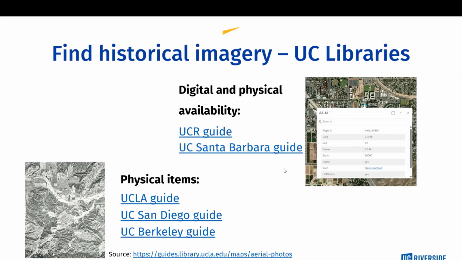Santa Barbara has an amazing collection. They're much, much bigger and they have just a ton of resources. So they are definitely a place to check out if you need to go, especially beyond our two-county area. And then for physical items, all of these campuses, UCLA, San Diego, and Berkeley, also Santa Cruz, I think, has some physical aerial photography that you hold and maybe take a picture of with your own camera if you wanted to. So anyway, all that is just to underscore that your academic libraries often have aerial photography available to you.